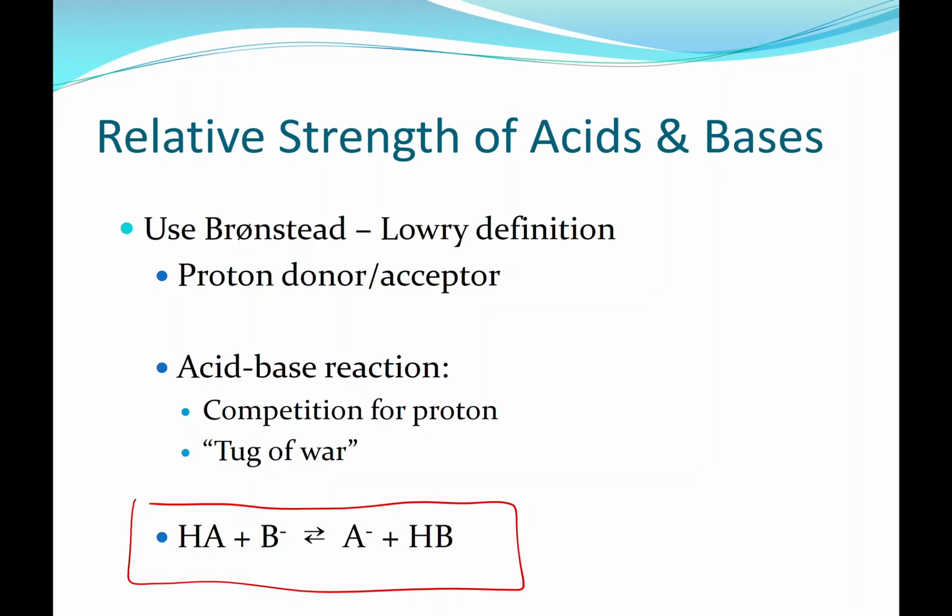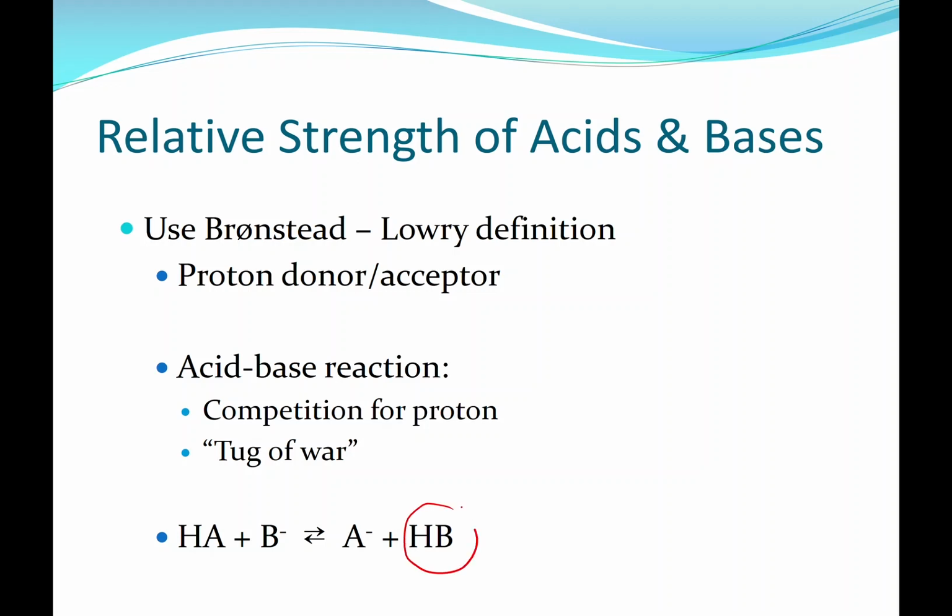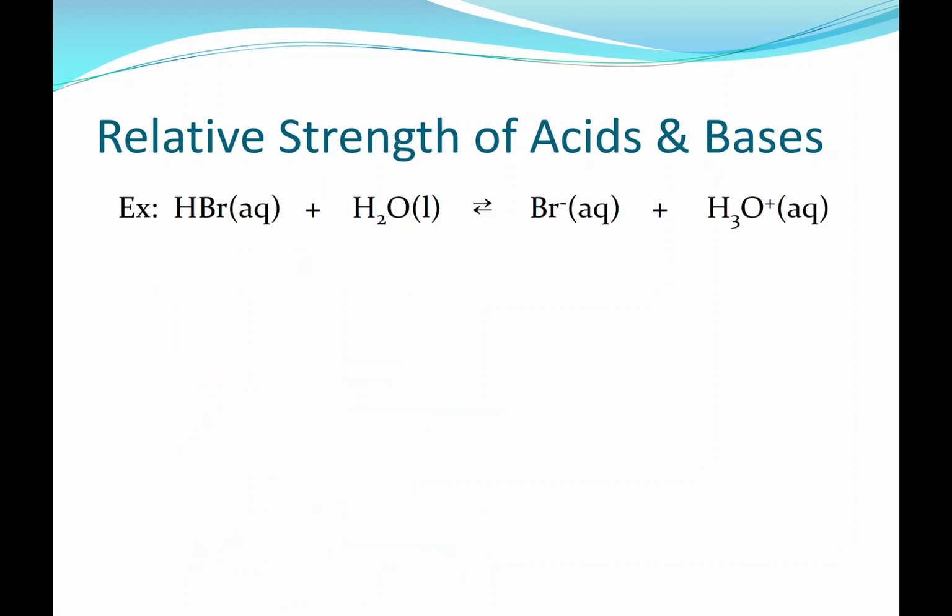What we're going to look at is what's happening in this tug of war in this equilibrium reaction. On the reactant side, we have HA, an acid, reacting with B minus, some anion. On the product side, we have A minus, which is the conjugate base of our acid HA, and we have HB, which is the conjugate acid of our anion B minus. So we have two conjugate acid-base pairs in this equilibrium reaction, and we can look at who's going to win the tug of war. So let's start with an example.